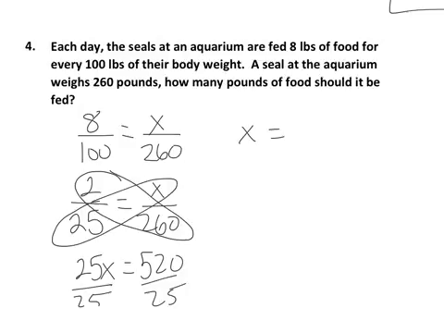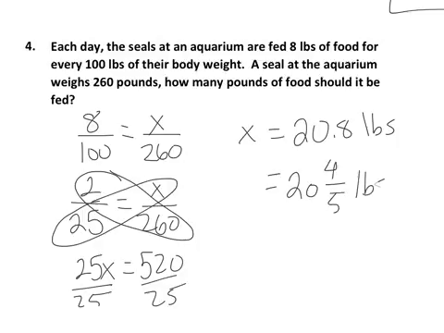Now, here's the thing. This is okay. Remember, I've talked about this. Word problems. Decimals are good. Okay, or mixed numbers, either way. But you do 520 divided by 25, and you get 20.8 pounds. Or you could have said 20 and 4/5 of a pound. Okay? Those are your options. Don't forget to label. Let's take a look at another example here.